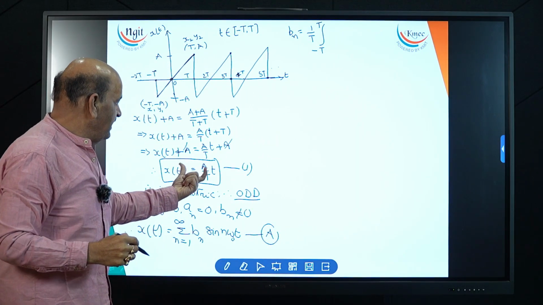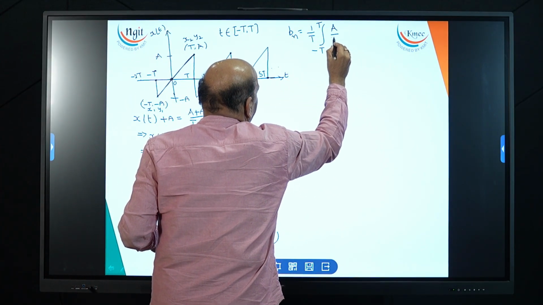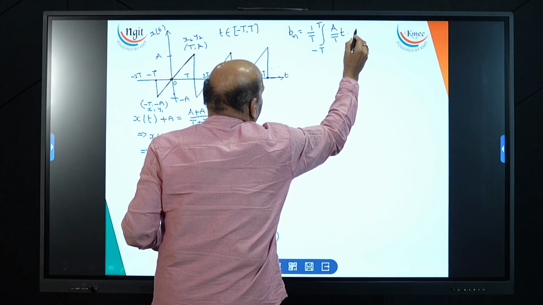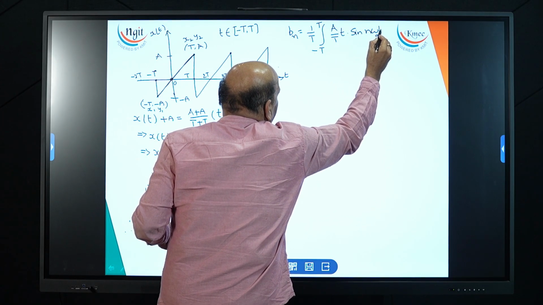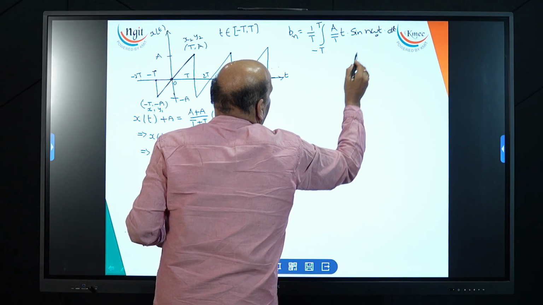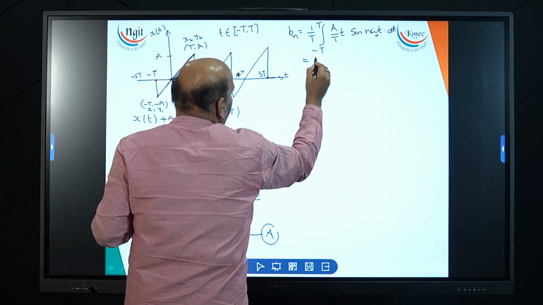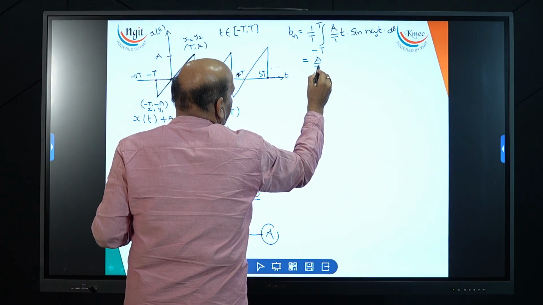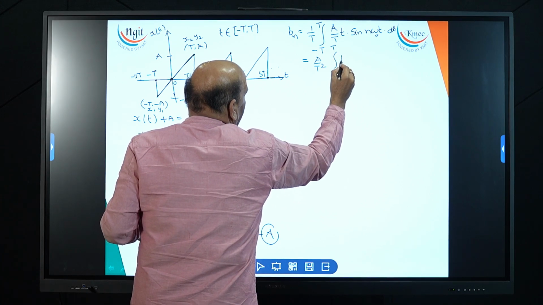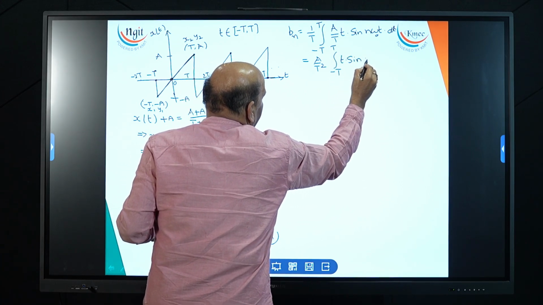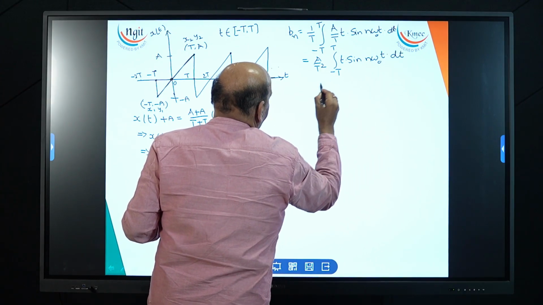What is x of t? x of t is A by T into t. So the integrand is A by T into t into sine n omega naught t dt, that is x of t into sine n omega naught t. Now, taking constants out of this integral, we get A by T squared, integral from minus T to T of t sine n omega naught t dt.